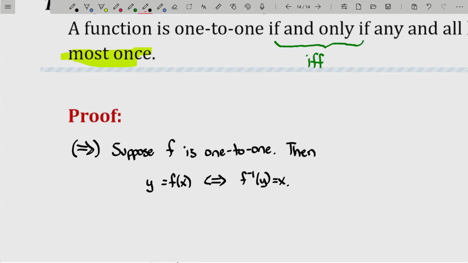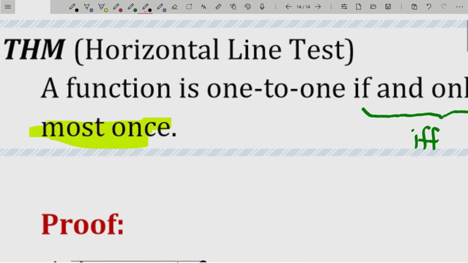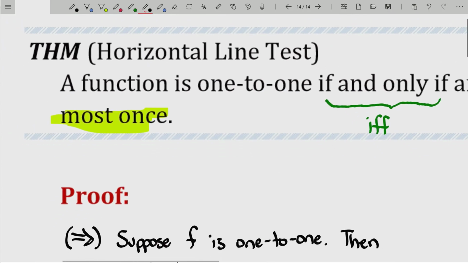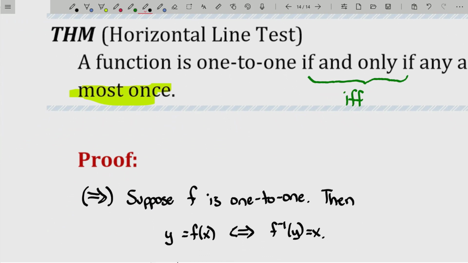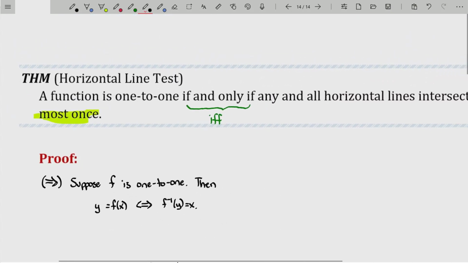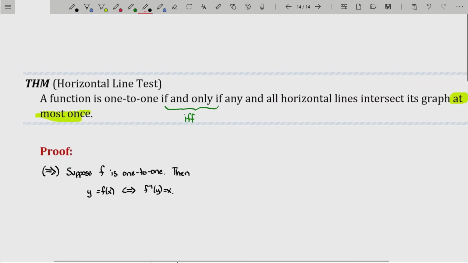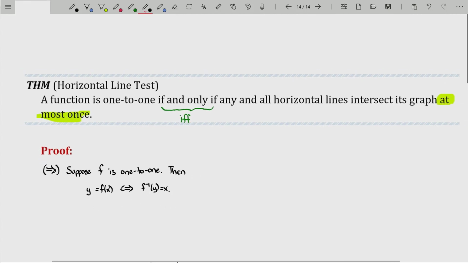So let's see, we have that f is 1 to 1 because we get to suppose that. That's the very beginning here. A function is 1 to 1. And using the definition of f being 1 to 1, we know therefore that y equals f of x is true if and only if f inverse of y is equal to x. Well, that's as far as we can get. So let's see where we want to arrive. We want to arrive at: any horizontal line intersects the graph of f at most once.